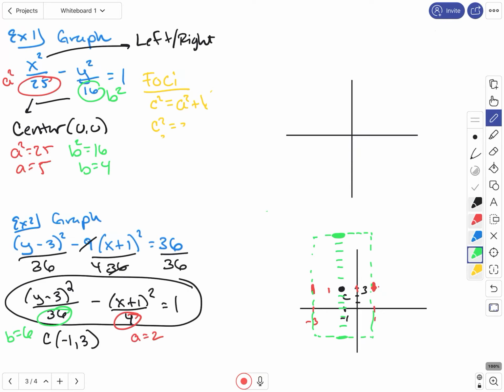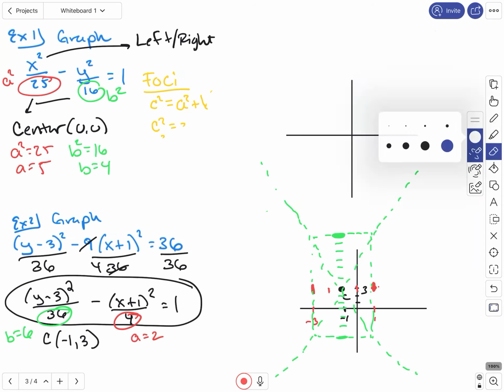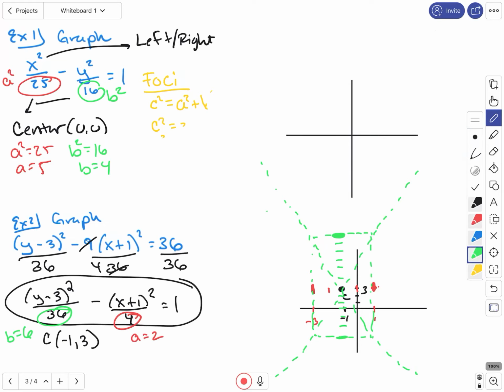Okay, so if I draw in my asymptotes through the center, one diagonal through the center and the other diagonal, let me erase that really quickly. There we go, make it a little more dashed. All right, and we can get a pretty darn good picture of what our hyperbola looks like. So remember, since this one has the y coming first, it opens up and down.